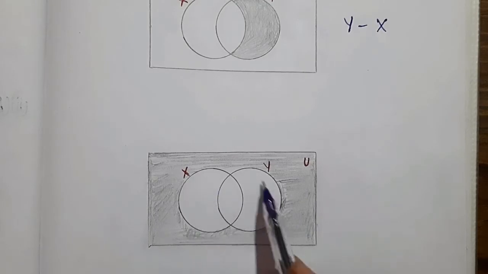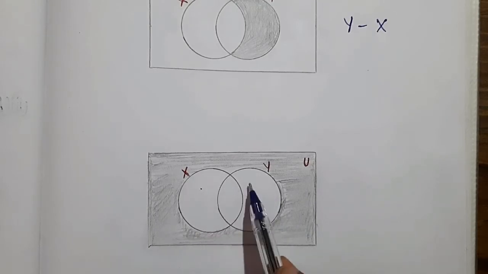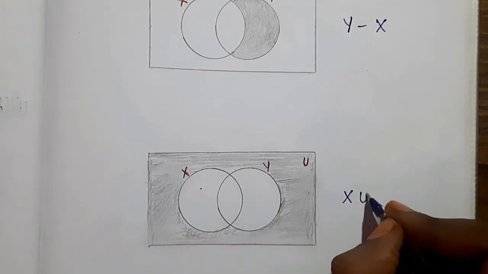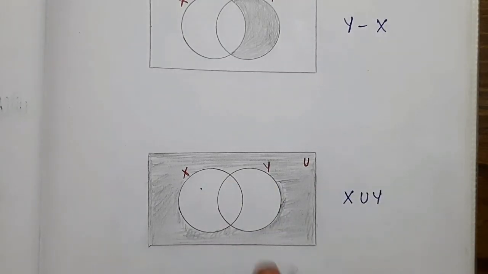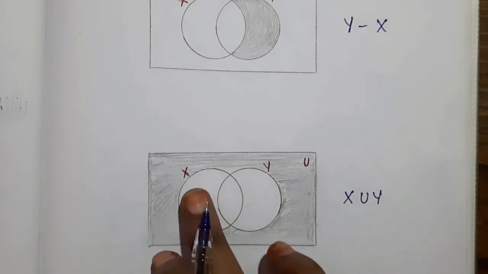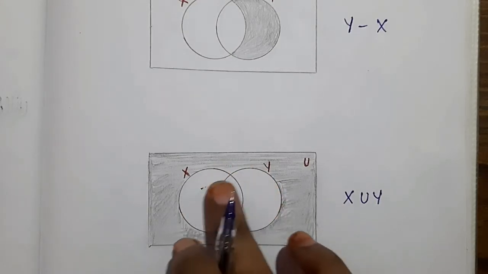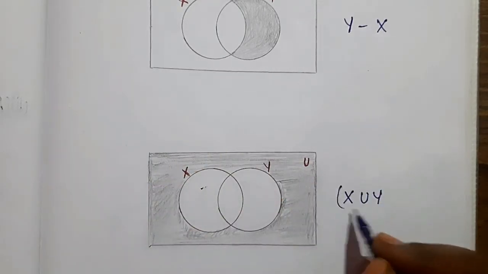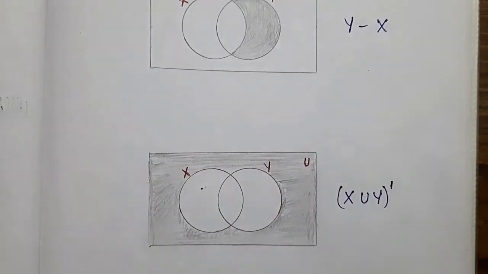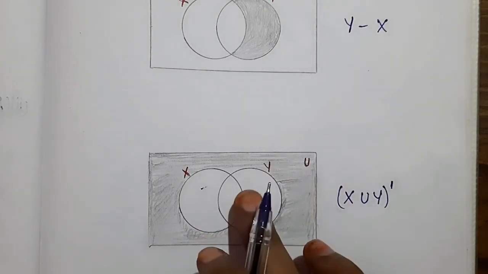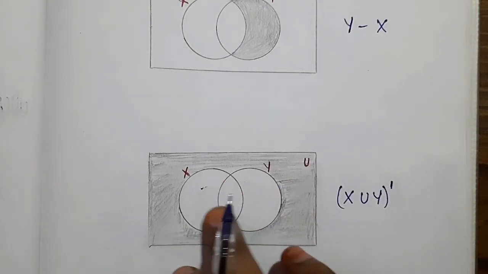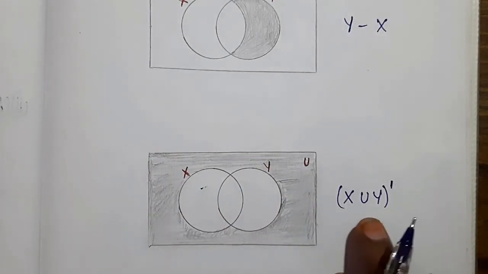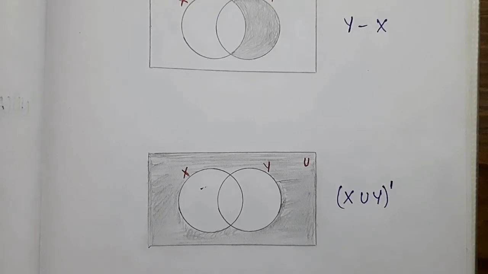Okay. Second one, this part. So you know that this is X union Y. Look at this part. It is known as X union Y. So we just leave X union Y, but we choose the remaining everything. So it is known as X union Y the whole complement.